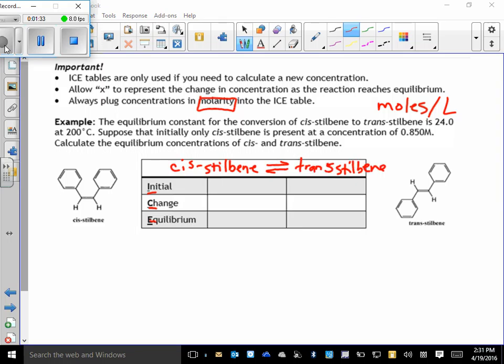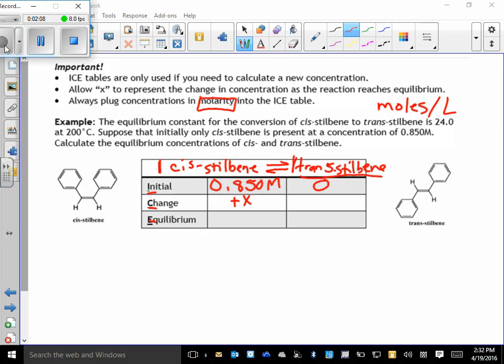Okay, so initially we started only with the cis, and we had 0.850 moles per liter. When we initially put this in a container, we had no trans, so we put a 0 there. Then change. We needed to add some x. And the reason I do x is I assume this is a balanced equation, like there's a number 1 here and a number 1 there.